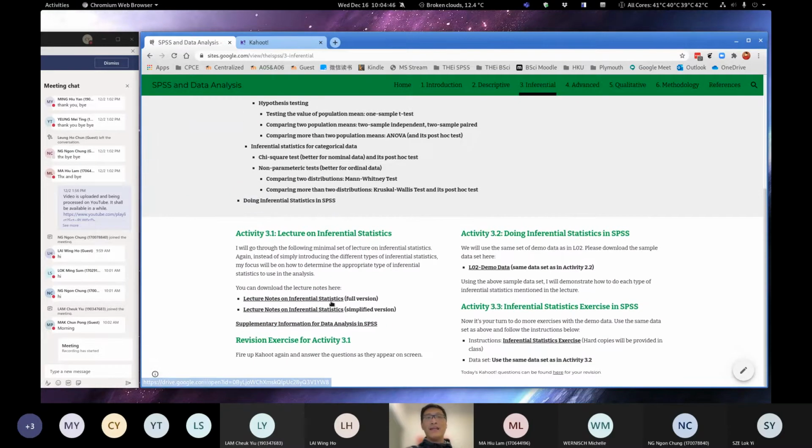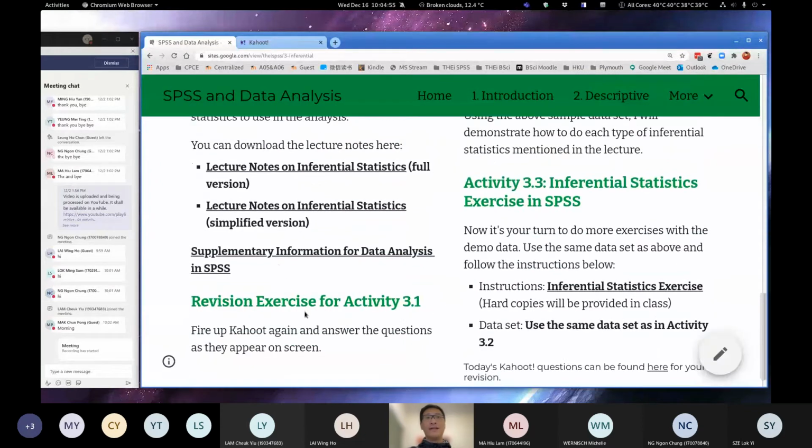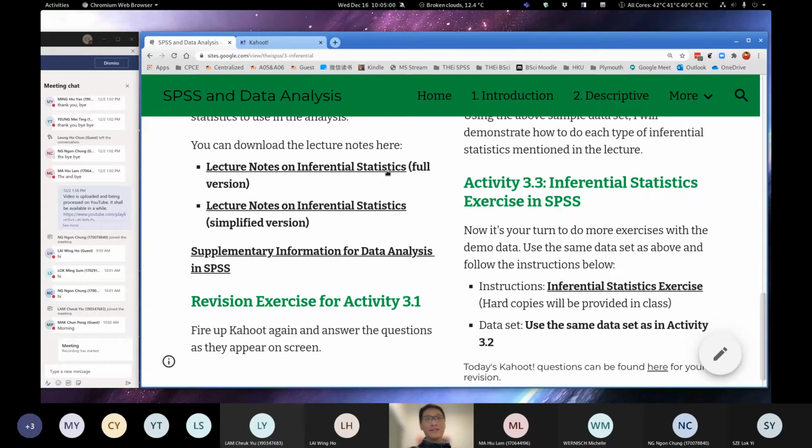Now, because it is so complicated, if you go to the page for the inferential statistics, you actually find that I have two versions of the lecture notes here. Okay, if you are with your computer, you can go to this website, look at the inferential statistics page, and then you can find two versions of the lecture notes for this topic.